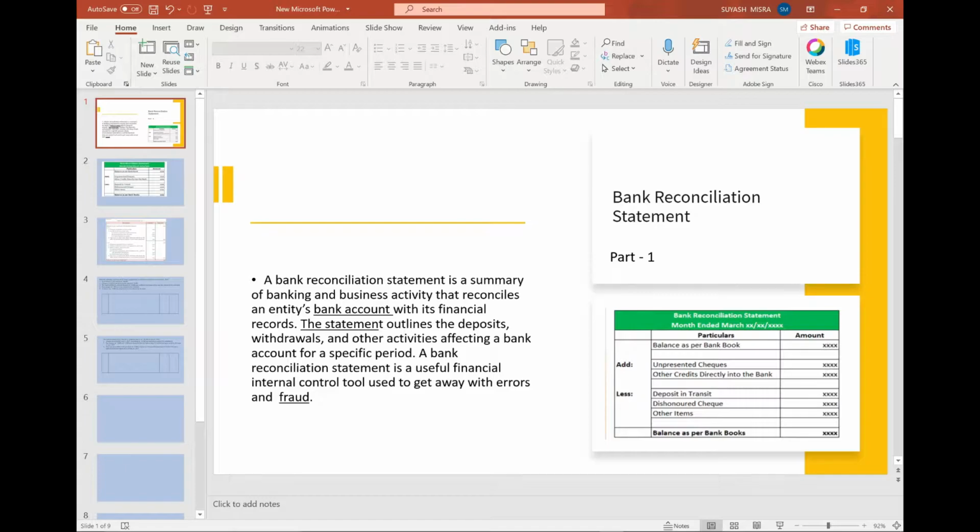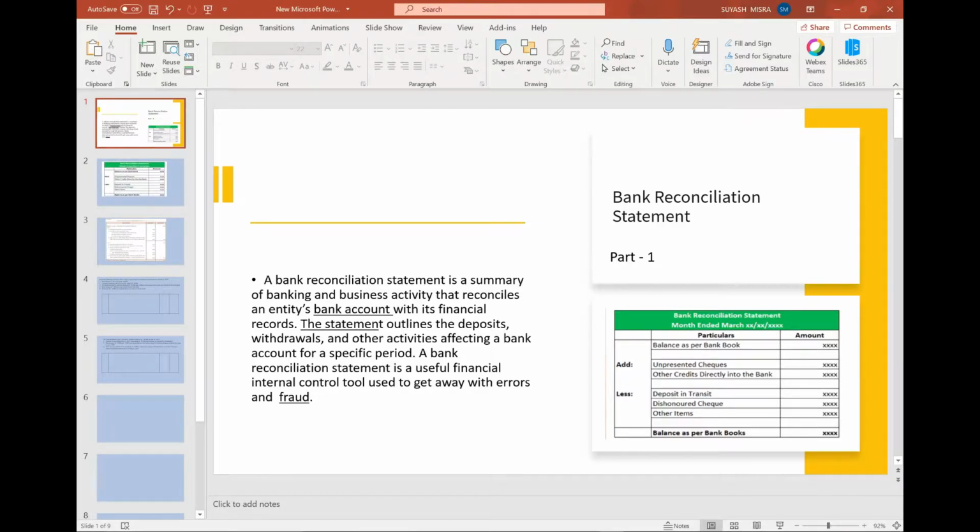A bank reconciliation statement is a summary of banking and business activity that reconciles an entity's bank account with its financial records. For example, there is a company, ABC Limited. It has its own cash book which the accountants keep, and the other is maintained in the bank where they do the transactions. At the end of every month, some companies adopt monthly reconciliation. At the end of the month they reconcile. Some do it six monthly, and some do it yearly as well.